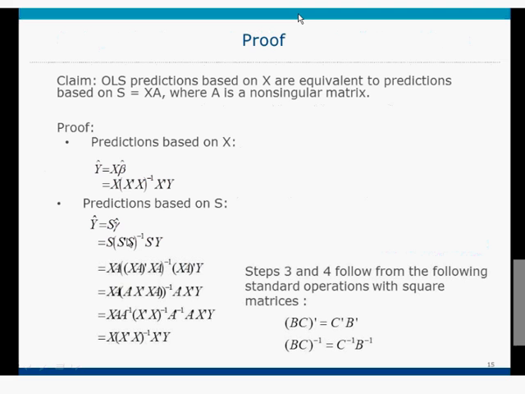To impose the assumption that the number of components is equal to the number of predictors, we use this: S is equal to XA, where A is a non-singular matrix. Okay, and since the predictions are the same, if we take S and substitute XA, we get y hat equals X times A gamma hat. So A gamma hat are, in fact, equivalent to the regression coefficients from least squares regression.